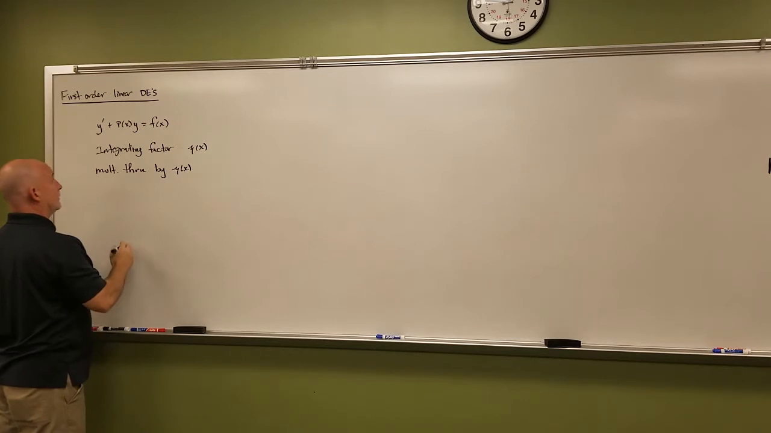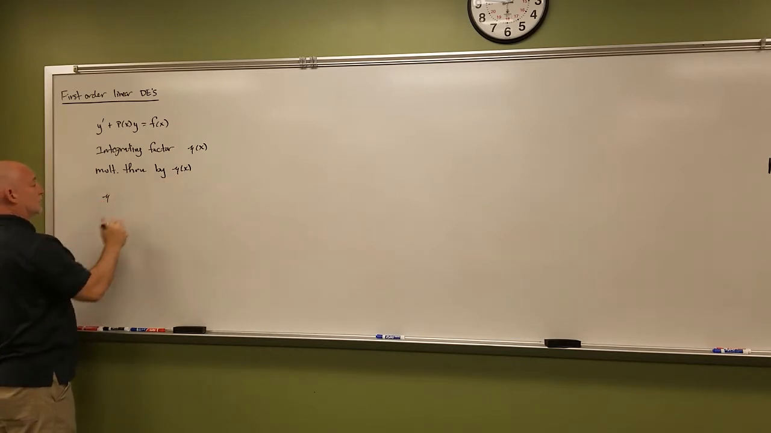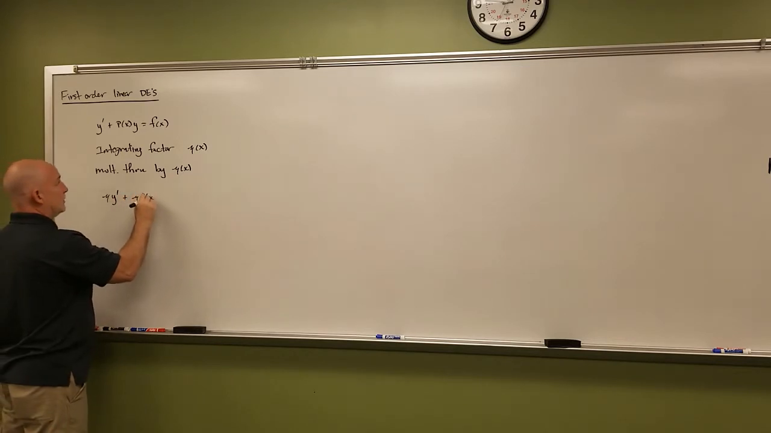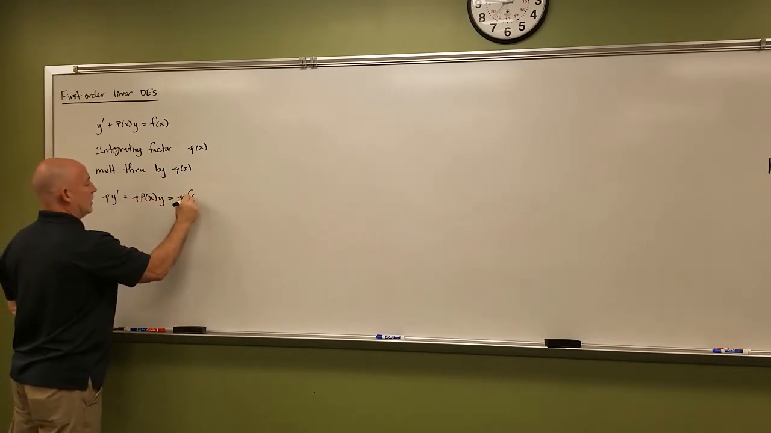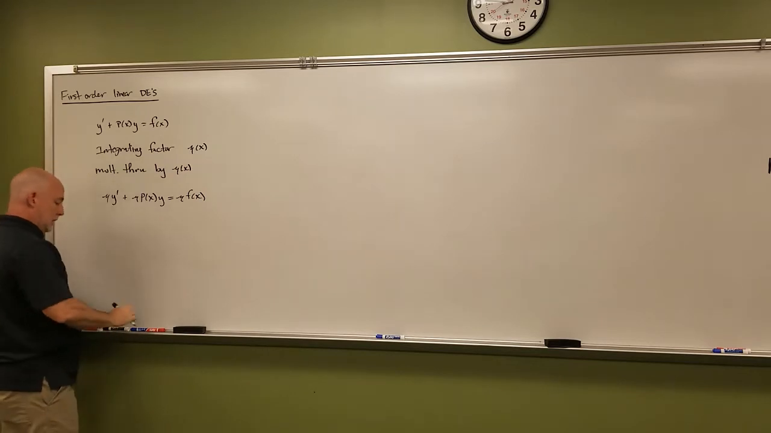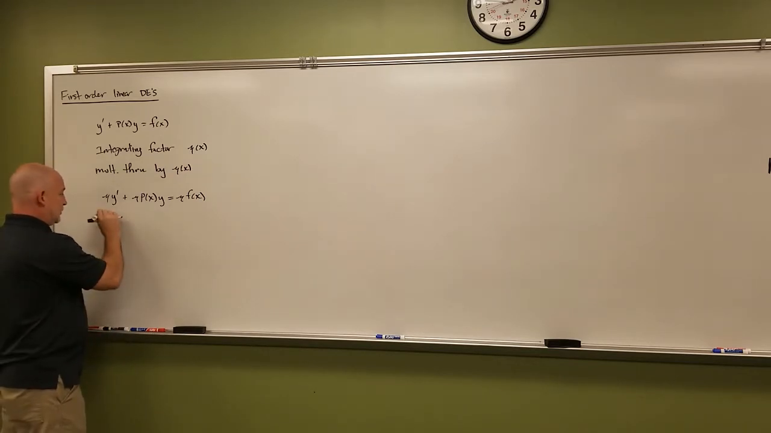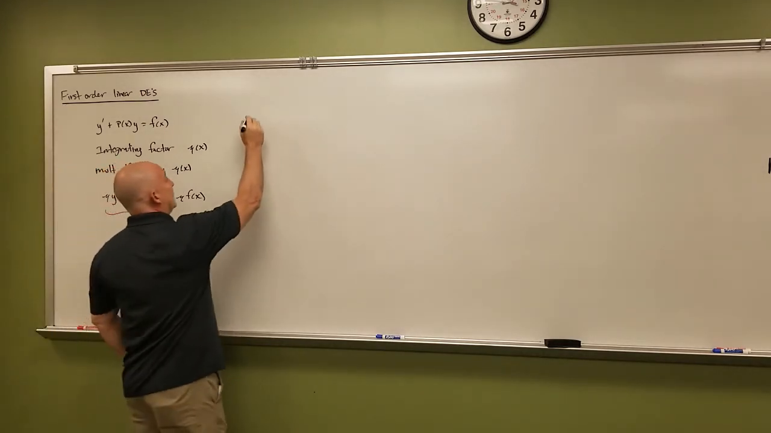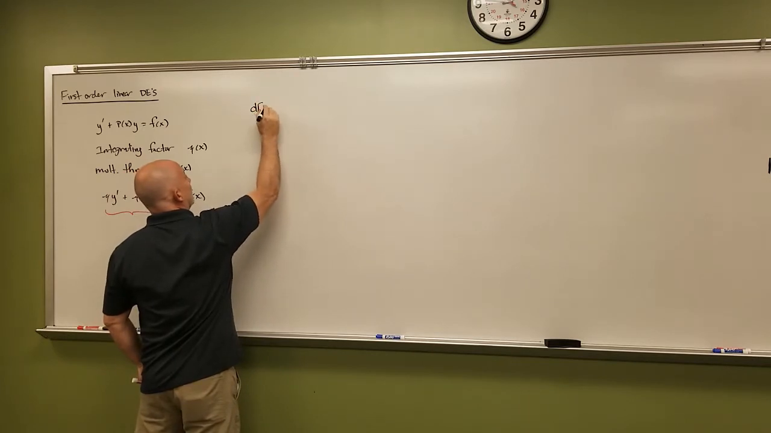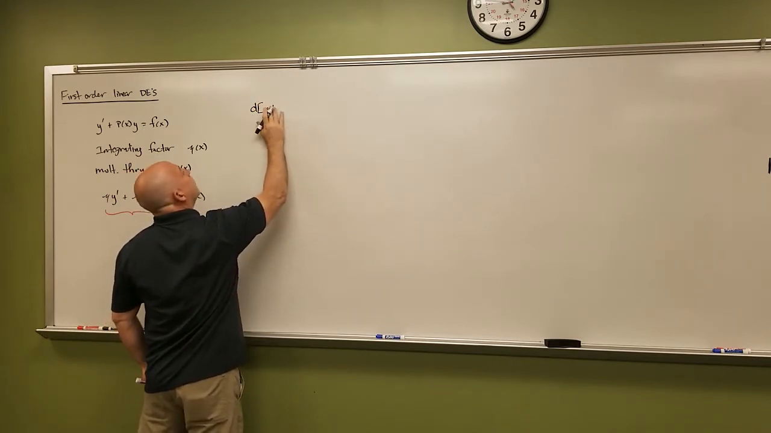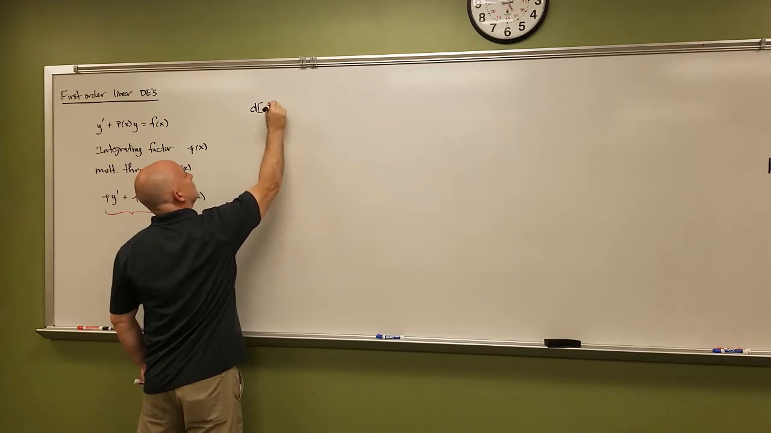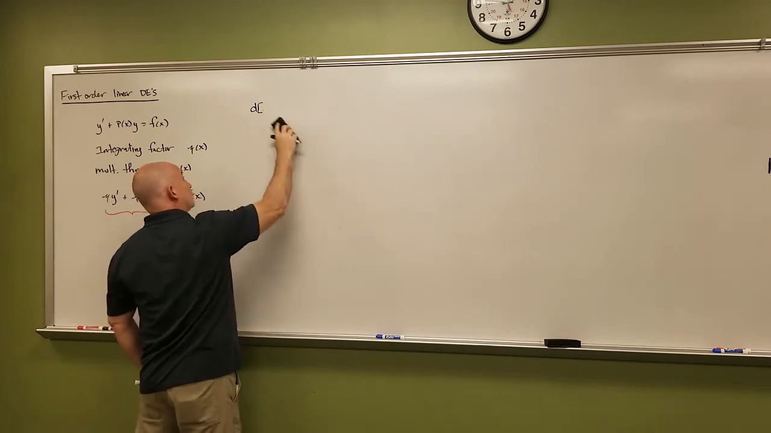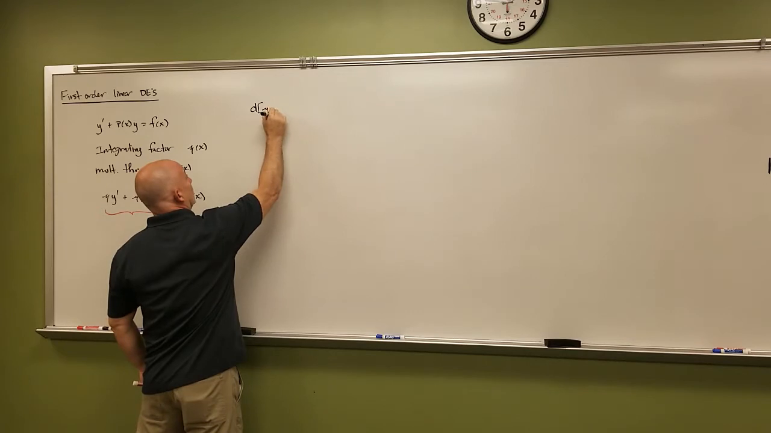whatever this function is. So on the left-hand side, I'm going to drop the function notation. So that's mu y prime plus mu p of x y is equal to mu f of x. All right, now I'm going to start just by looking at this piece right here, because remember, I want this to be the derivative of something. So I want that to end up being the derivative of mu times y.